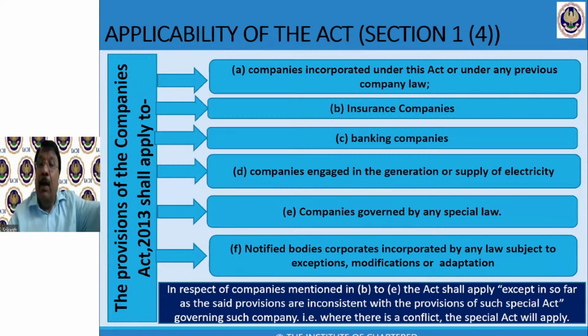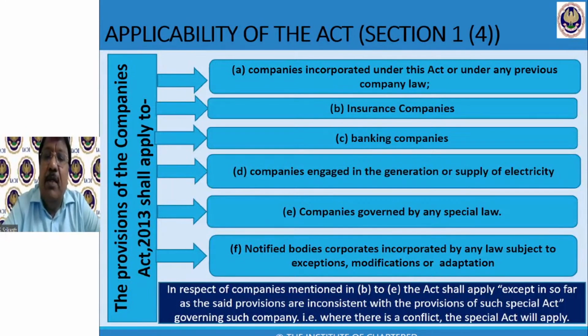Plus, company governed by any special law. For example, you have the mobile network companies, so-called network service providers, the cellular phone companies. They come under what is known as TRAI, the Telecommunication Regulation Authority of India. So they will come under TRAI. You know all that, 4G, 5G. So these companies are also governed by TRAI. Just remember that.